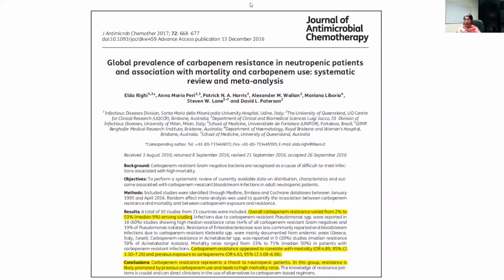So this is a systematic review and meta-analysis of the global prevalence of carbapenem-resistant infections in neutropenic patients and its association with modality and carbapenem use. In this systematic review, a total of 30 studies were included, and the overall carbapenem resistance varied from 2% to 53%. Carbapenem resistance appeared to correlate with mortality and previous exposure to carbapenems. So carbapenem resistance represents a threat to neutropenic patients, and in this group, resistance is likely promoted by previous carbapenem use and leads to high mortality rates.